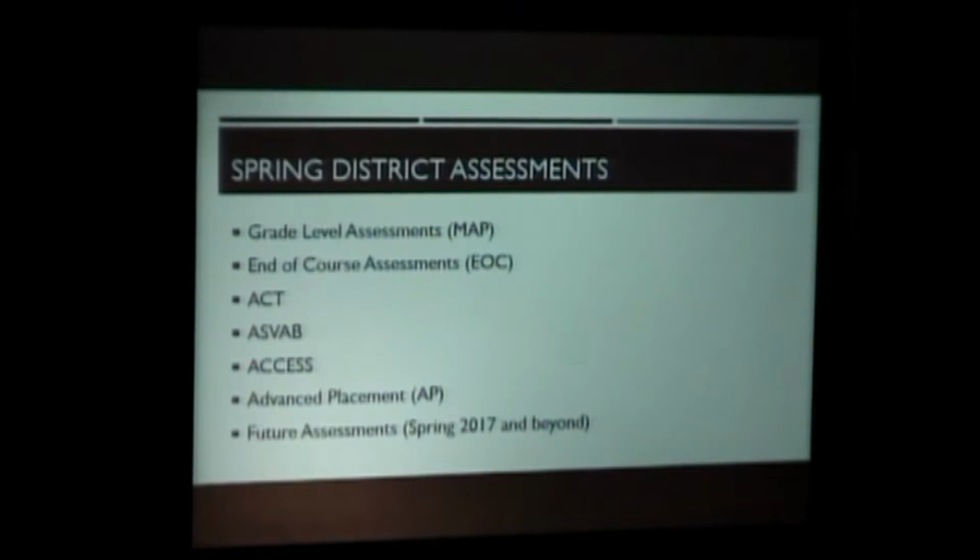A little bit about the ACCESS test, which we've talked about some already, is the test for ELL students on their English language acquisition. A little bit about our advanced placement or AP testing at the high school, and at the end we'll kind of look ahead to spring of next year and beyond, some of the changes that could be coming our way after this year.